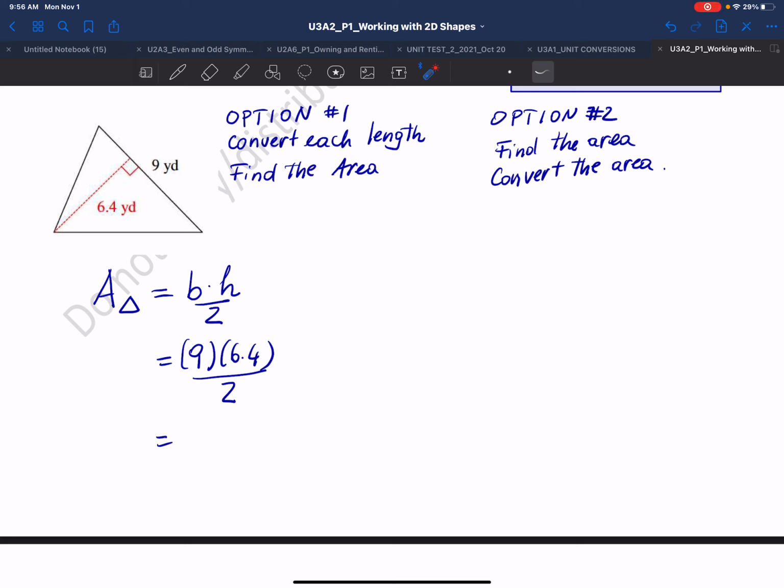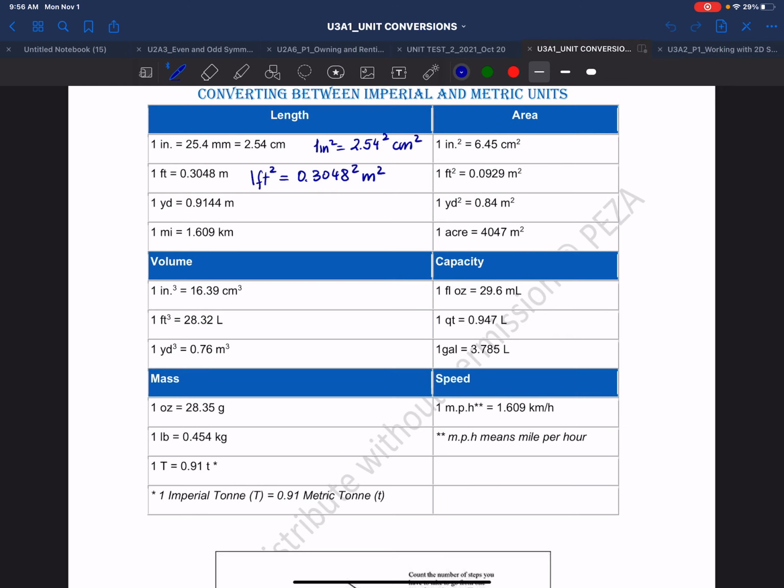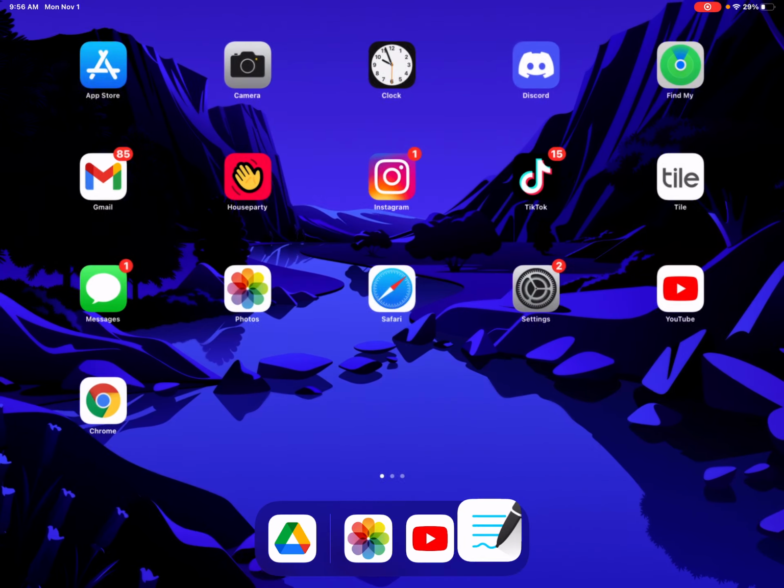That's why. So we have 9 times 6.4 divided by 2, which gives 28.8. And this would be in yards squared. That's the area of the triangle. So now we are converting from yards squared to meters squared. When I look at the chart, I see 1 yard equals 0.9144 meters.